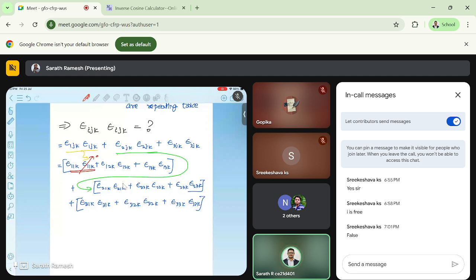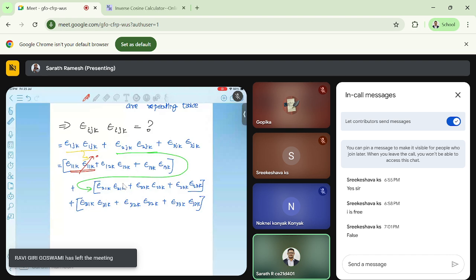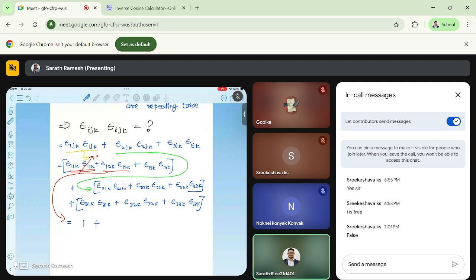The third term, I am at the third term. For k equal to 1 it became 0, for k equal to 2, what is it? Epsilon 132, is it 1 or minus 1? 1 2 3, 1 3 2 is minus 1, right? Yes, 1 3 2 is minus 1, but minus 1 into minus 1 will become again plus 1, so it will become plus 1.